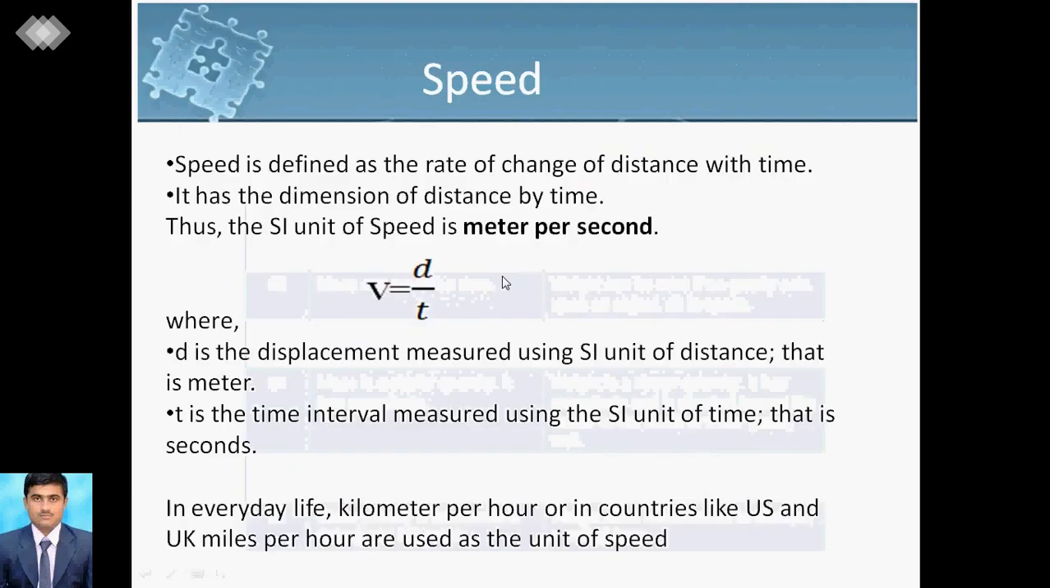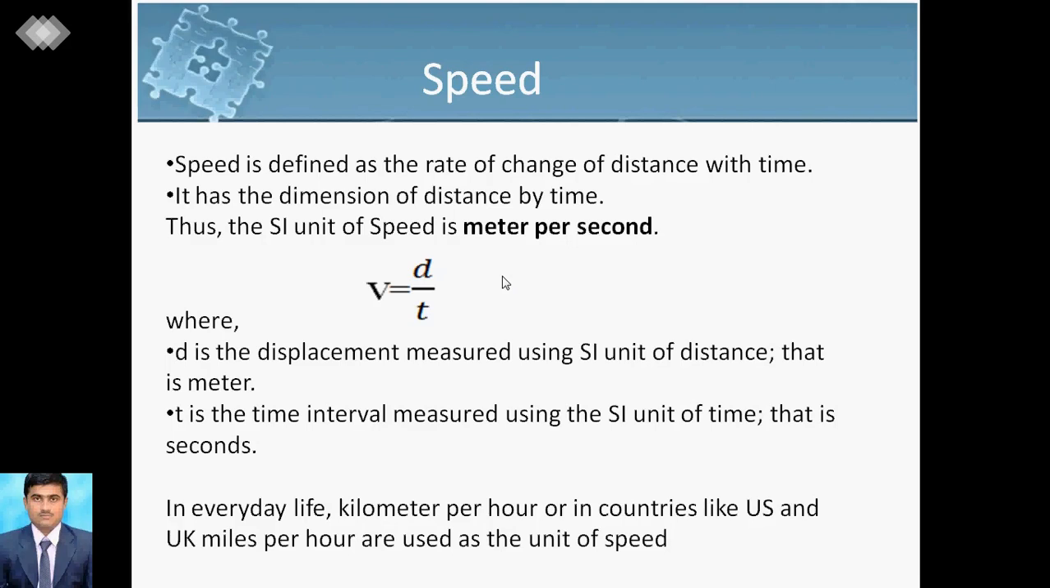Now we move to the next term, that is speed. So actually speed is nothing but the rate of change of distance with respect to time. So mathematically we can write v is equal to d by t. Where d is the displacement measured in SI units, and t is the interval of time in SI units. So in everyday life we express speed in meter per second or kilometer per hour, or you can say miles per second, or miles per hour.